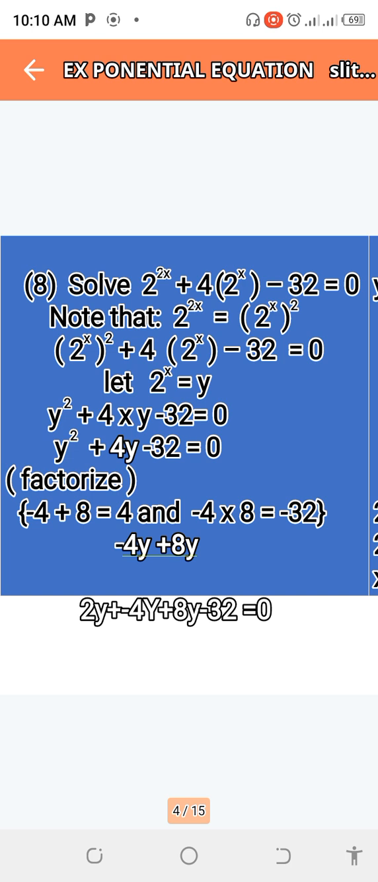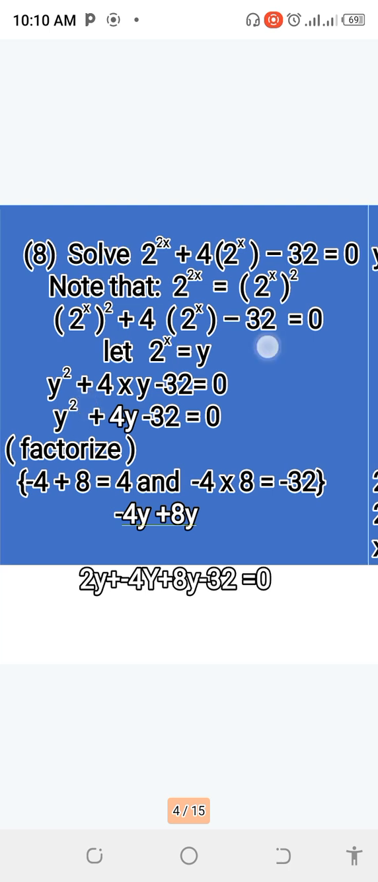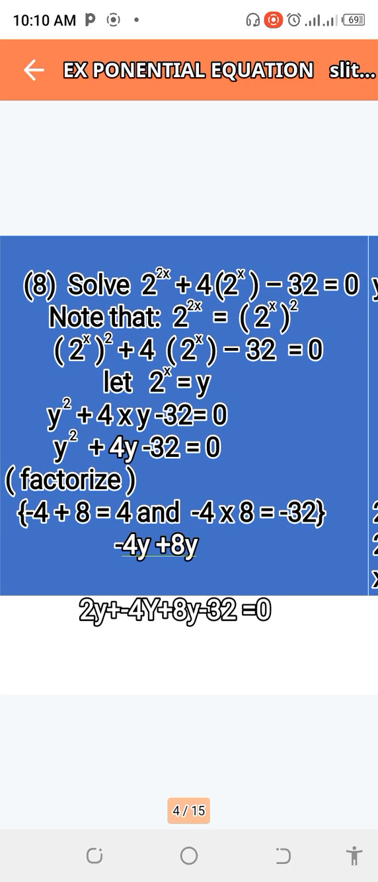So that the equation is now rewritten in this form: 2 exponent x, brackets exponent 2, plus 4 into 2 exponent x, minus 32 is equals to what? 0. Now we are going to replace 2 exponent x by y so that we'll be able to factorize it. Now, anywhere you see 2 exponent x, you replace it by what? Y. And when we replace 2 exponent x by y in the equation, it now takes this form.